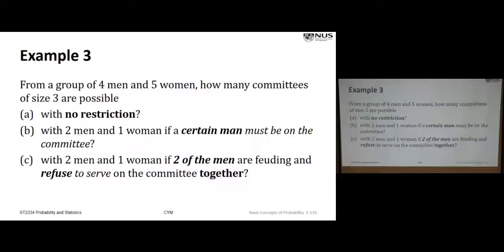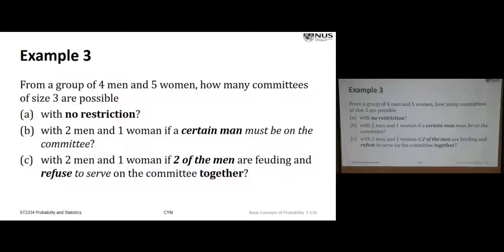Example 3. So I want to form a committee. The number of persons involved is altogether 9 persons: 4 men and 5 women. All right? So the first is to form a committee of size 3. So it's similar to example 1. In example 1, we have 25 good apples and 5 bad apples. Here we have 4 men and 5 women, and we want to form a committee of size 3.